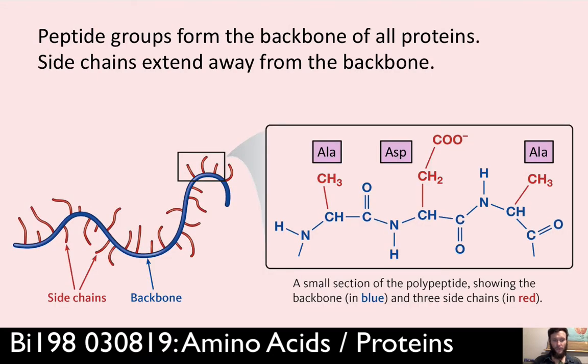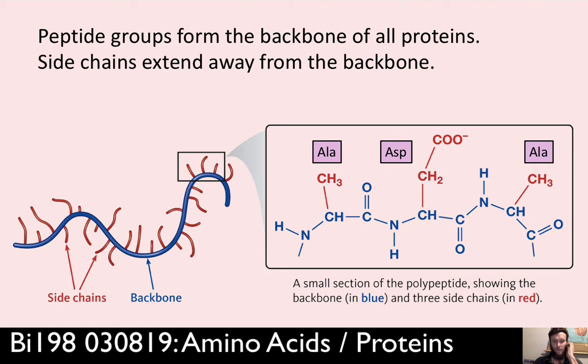So if you were to look at this linear sequence of amino acids, you'd see the side chains sticking out, those R groups sticking out from the backbone of the peptide. So here I've zoomed in, and we see a little section of the peptide. You can see alanine next to aspartic acid, and then another alanine in that chain.